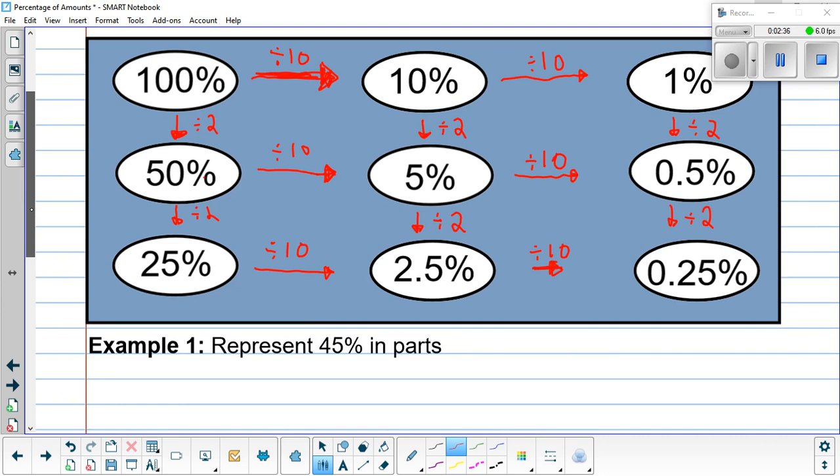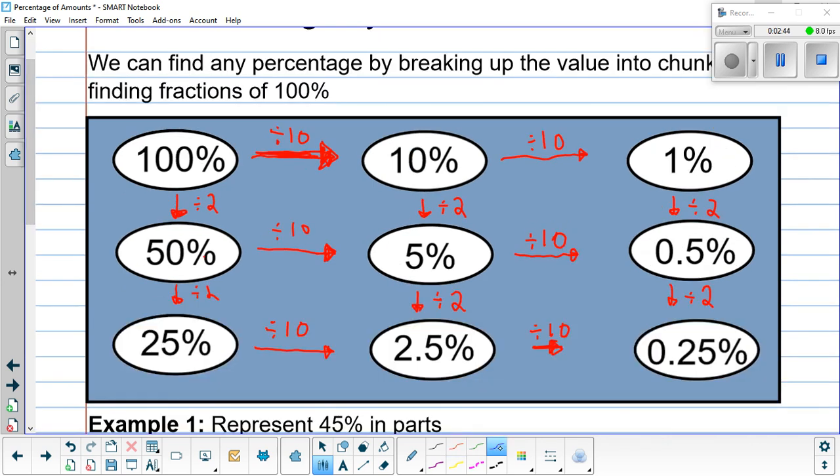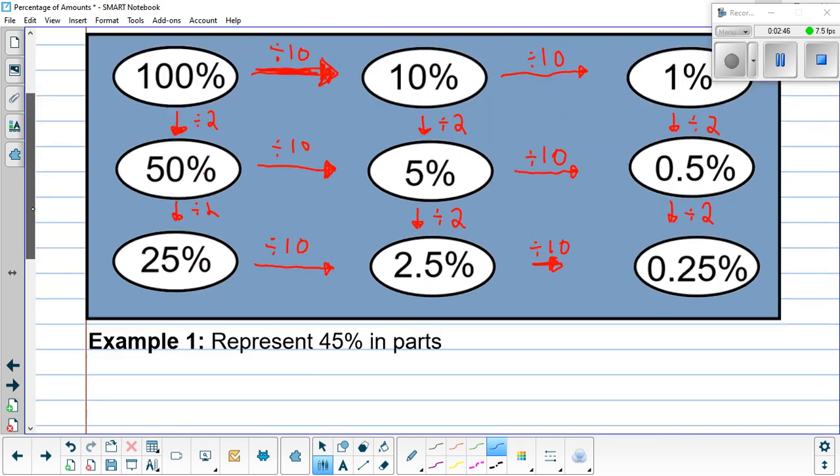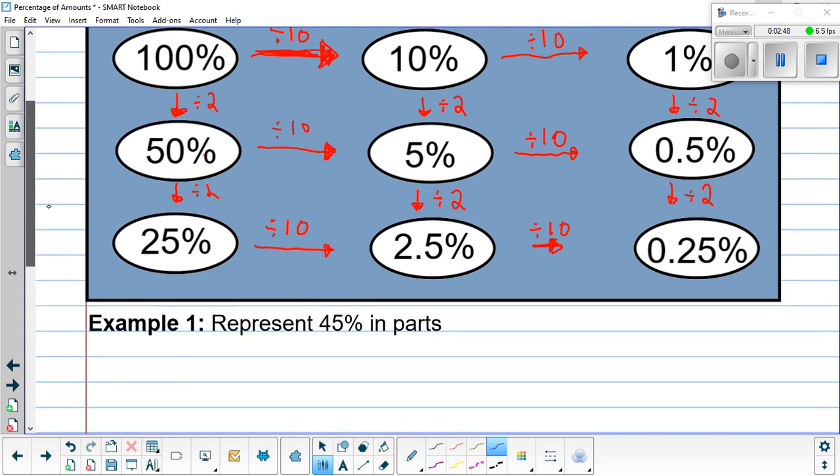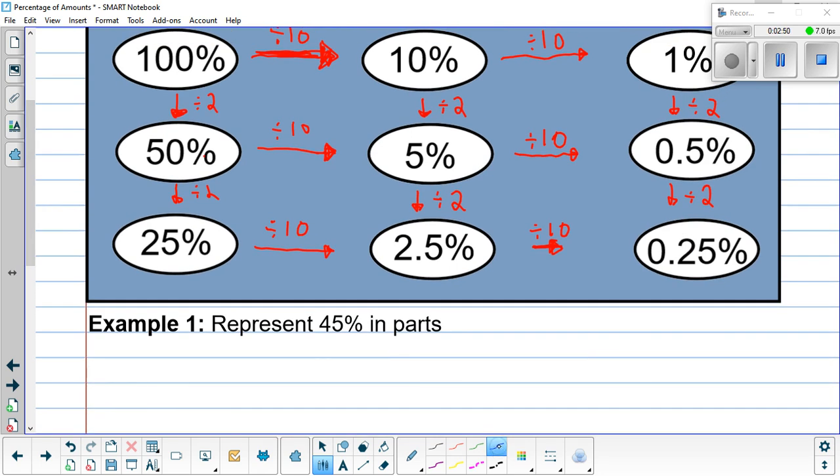So this is where we're actually going to start to use these. These are finding the percent. We want to represent 45% in parts. Well, we could do this a lot of different ways, and this is what we're going to be using for the next little while of this entire topic.